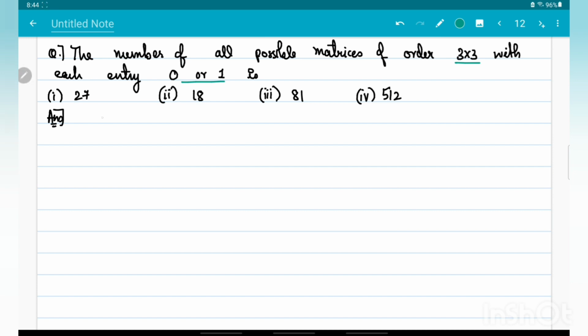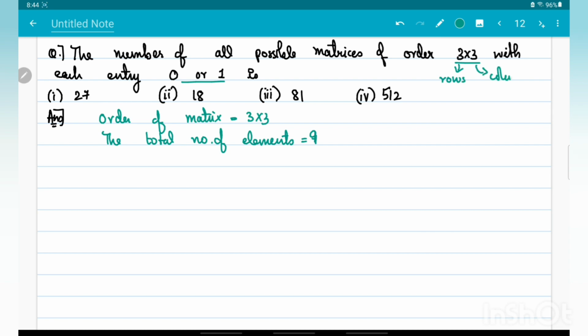If you see, the order of the matrix is 3 by 3. That means the total number of elements will be equal to 9, because the number of elements can be obtained by multiplying the number of rows by the number of columns. In this 3 by 3 matrix, this 3 is the number of rows and this 3 is the number of columns. So there are 3 rows and 3 columns, that is 3 into 3, 9, the total number of elements.